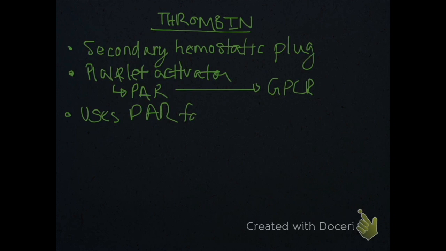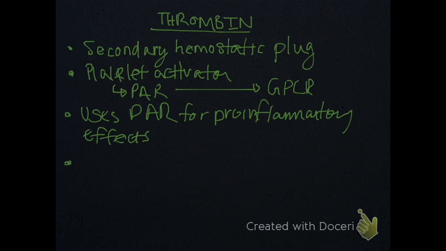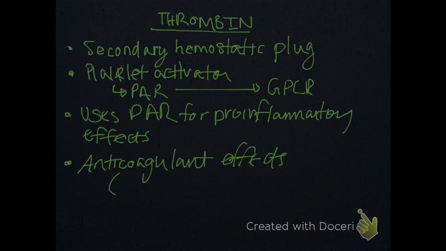It also uses that same receptor for its pro-inflammatory effects because those receptors are also expressed on different inflammatory cell types, and so that allows it to contribute to that role. The strange one here is going to be the anticoagulation effects of thrombin itself, and that actually has to do with its interaction with a normal endothelial surface.